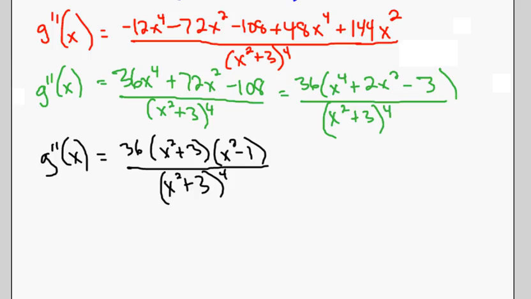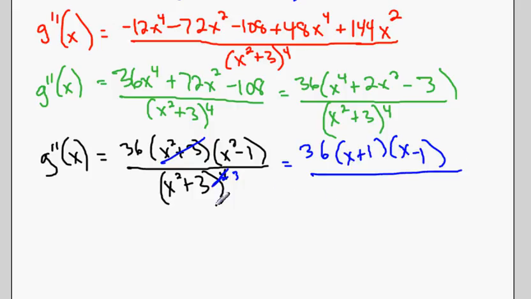Okay, so you can see a couple steps that I've done to simplify. Now we can cancel out: I have an x squared plus 3 here, and I have 4 of them down bottom, so I can just rewrite that to have 3 of them. And so I am left with 36, and the x squared minus 1 is a difference of squares, so that's x plus 1 times x minus 1. And now down here, I have x squared plus 3 all cubed. Okay?